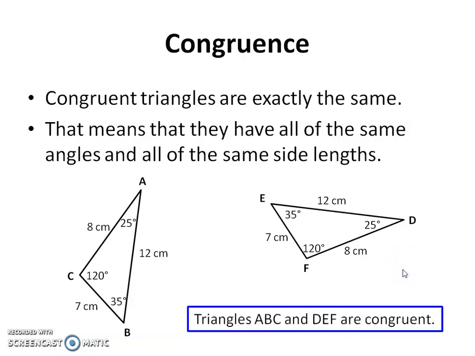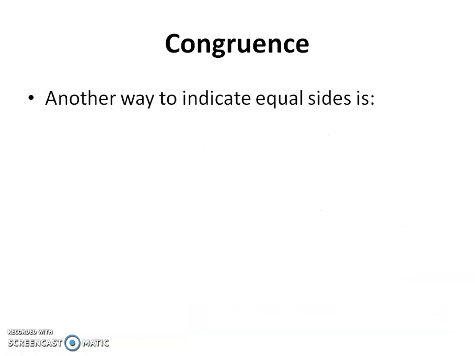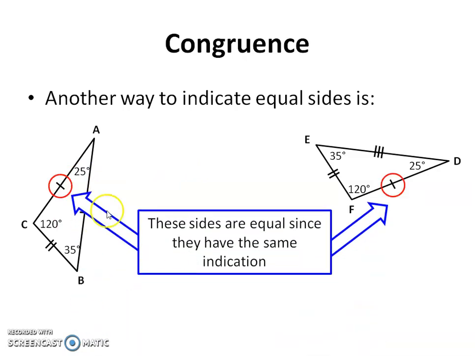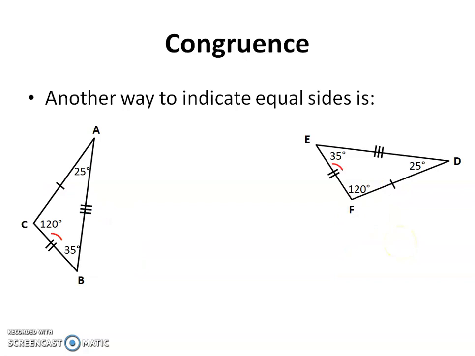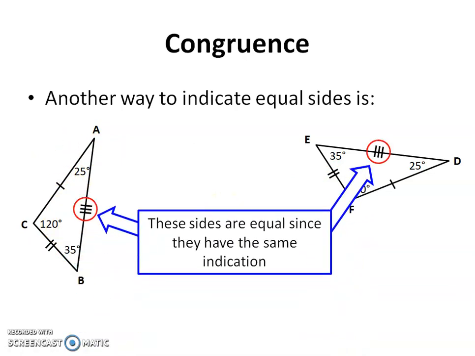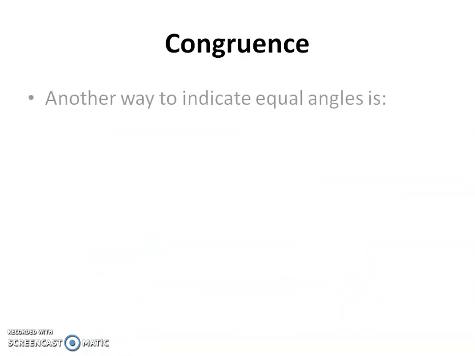There are also other ways to show congruent measurements. Instead of writing in the actual length, you could do something like this. These triangles, ABC and DEF, are also congruent because you'll look here. These lines that have a single dash through them have the same indication. That means that they're equal to each other. As opposed to these, which are both 2's, but this 2 dash is different than the 1 dash. The fact that these are the same as each other means that they're equal, and same for the 3 dashes. Those are equal to each other.